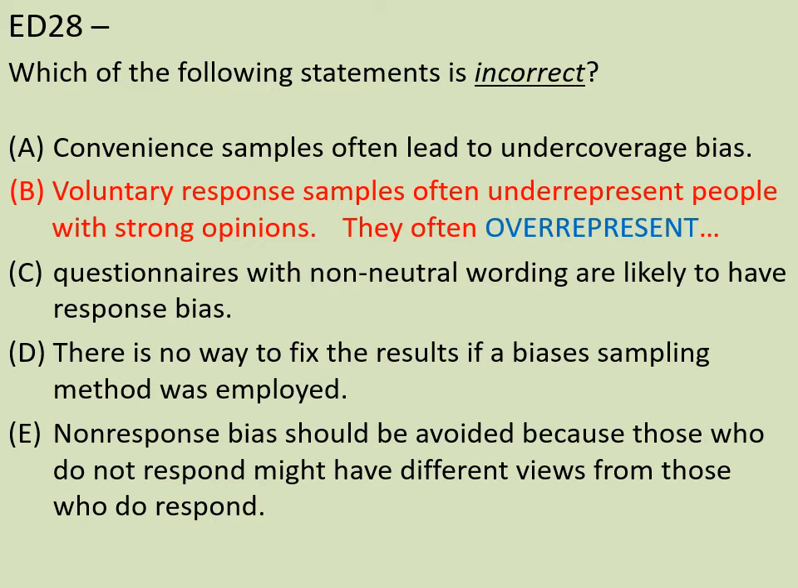All right, C, questionnaires with non-neutral wording are likely to have biased response. That's true. There is no way to fix results of a biased sampling method always employed. So that's true. There's no way to fix that. If you did not sample properly, you're done. Non-response bias should be avoided because those who do not respond might have differing views from those who do respond, and that's true.